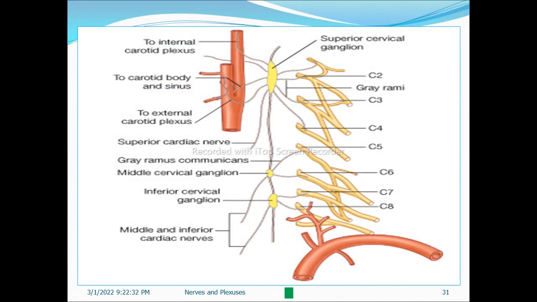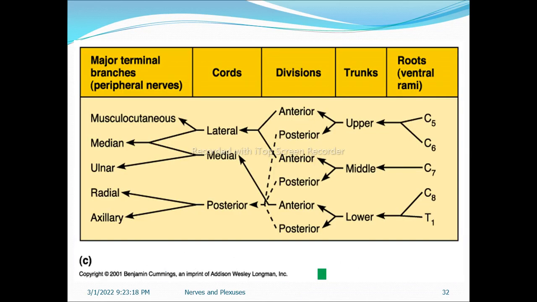Finally, this is what we have seen, and these are the roots, the ventral rami roots. This is C5, this is C6. So this gives us the upper trunk, and C7 gives us the middle trunk, and C8 and T1 is the lower trunk. We have seen lateral. So the upper trunk will divide into anterior and posterior divisions, the middle trunk will divide into anterior and posterior divisions, the lower trunk will divide into anterior and posterior divisions.